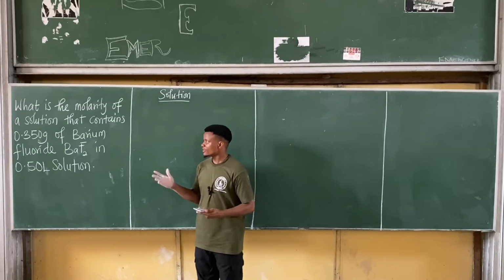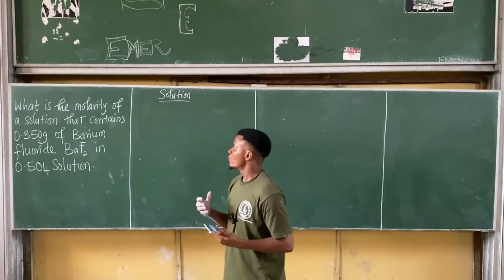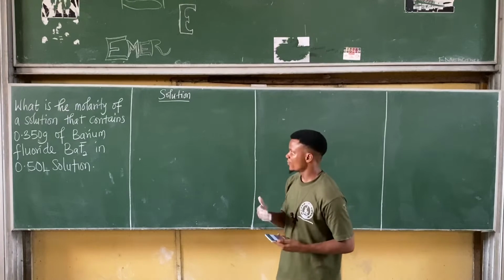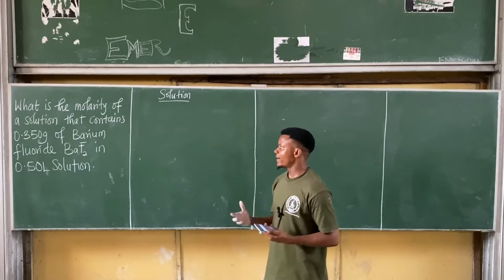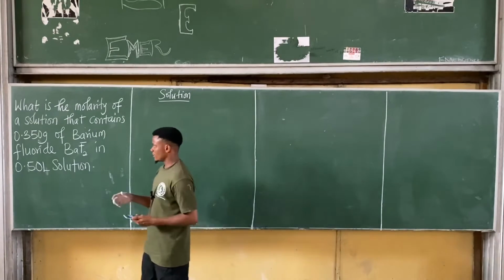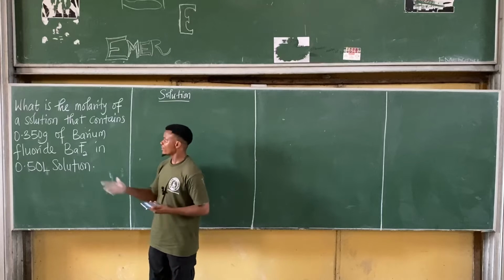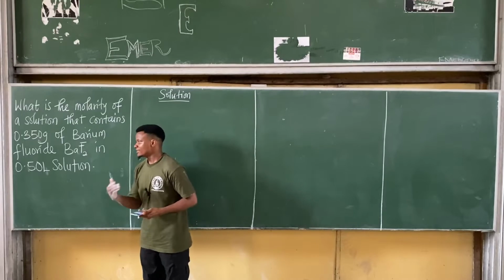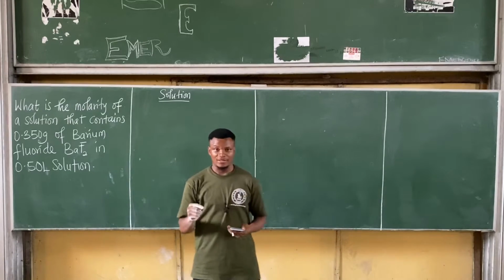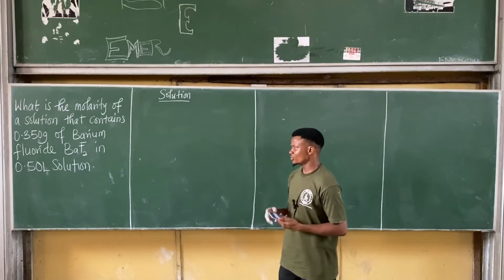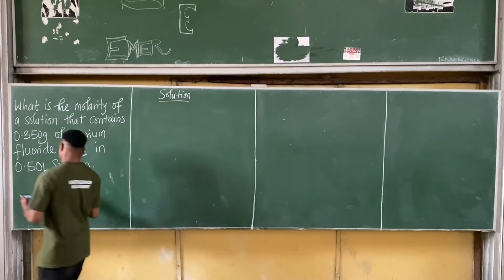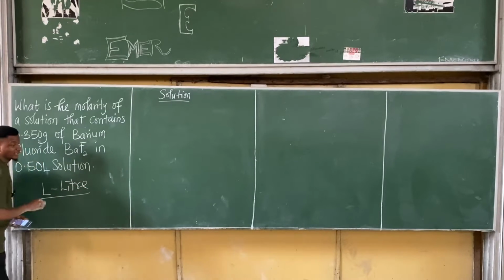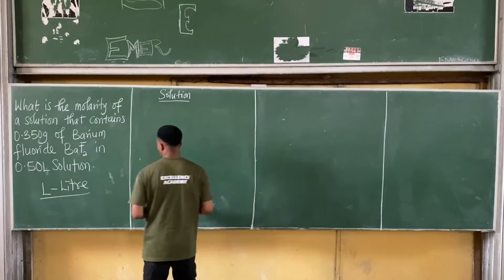All right, so let's consider this problem. This problem says, what is the molarity of a solution that contains 0.350 gram of barium fluoride? By the way, the chemical formula for barium fluoride is BaF2, in 0.50 liter solution. L here means liter, simply volume in liter. So how do we solve this?